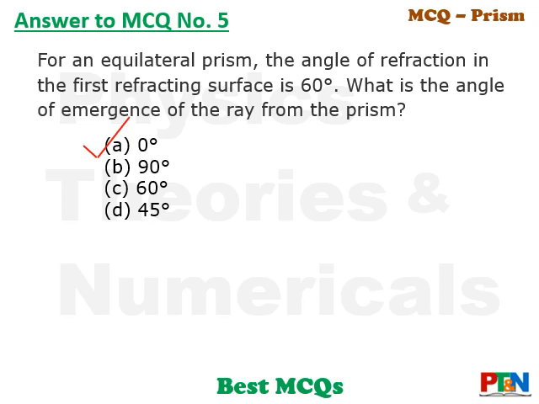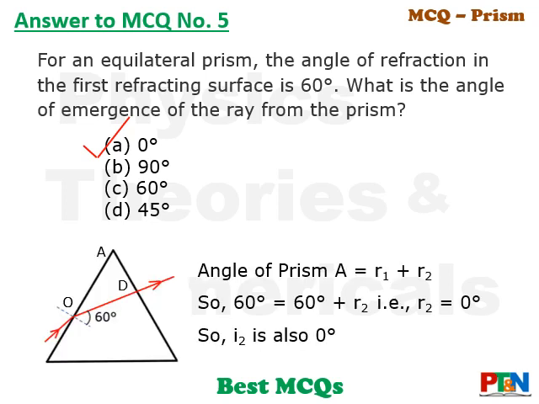Let's understand the calculation. You can reach the answer in two ways. Number one, we know the angle of prism A is equal to R1 plus R2. We have been given the first angle of refraction as 60 degree, so R2 will be 0 degree. That means I2 also will be 0 degree. So the angle of emergence will be 0 degree.